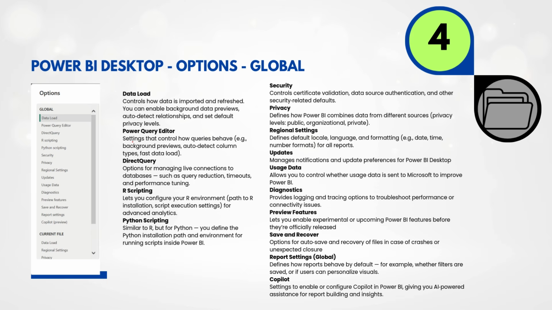Next is Power Query. These settings control how queries behave. Background previews let you see transformations as you apply them. Auto-detect column types saves time but can sometimes misinterpret data. Fast data load improves performance when importing large datasets.